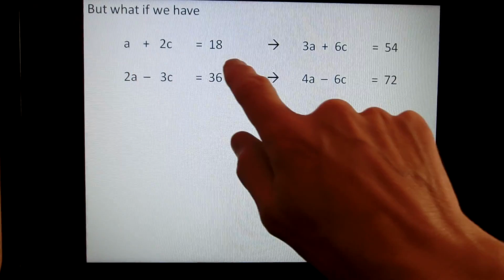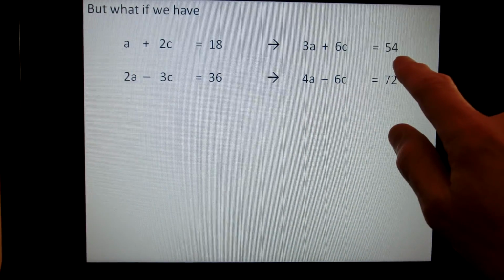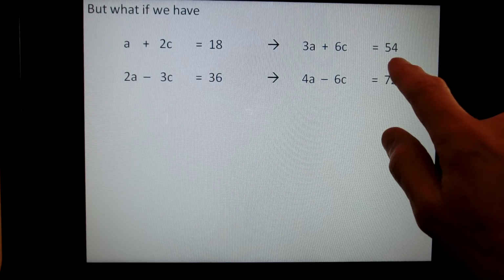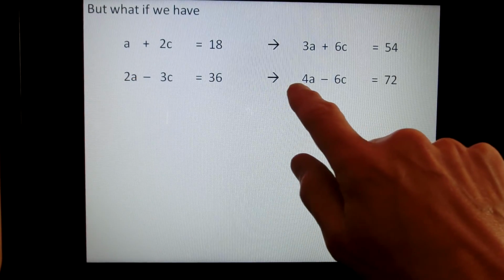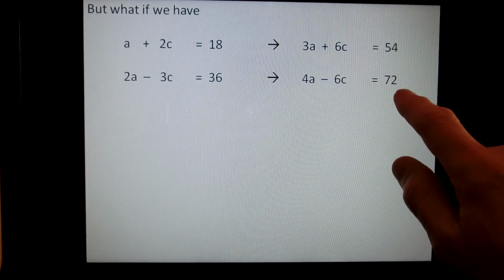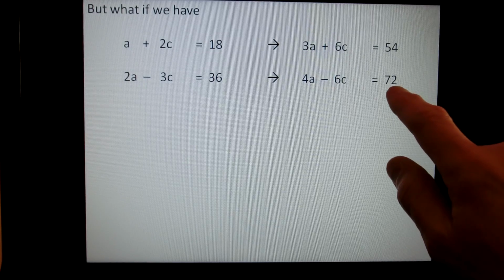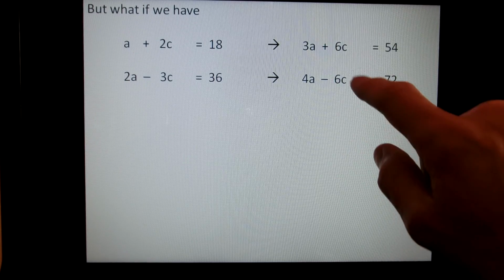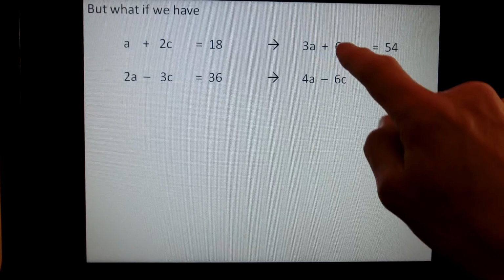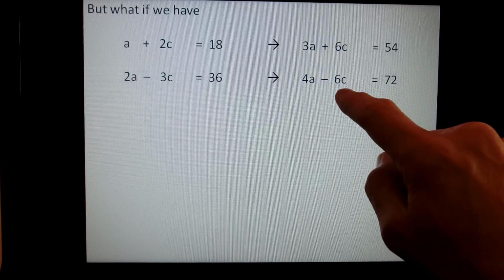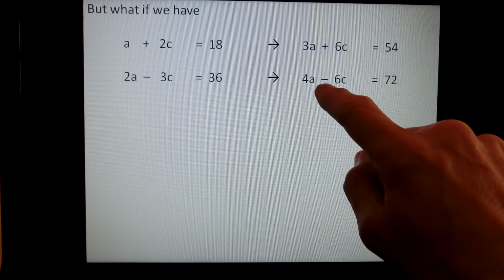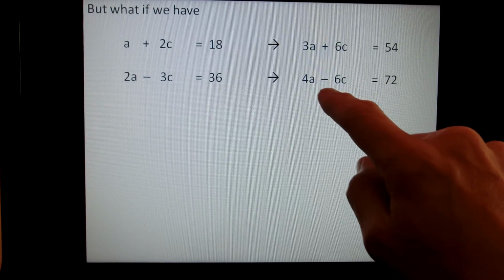So this relationship has been rewritten as this, and it's still the same relationship, although it looks different. This relationship has been rewritten as this one, and it's still the same relationship, even though it looks different. But the reason why I did this was to make the number of C's alike, because I want to make the plus and the minus, the add and the subtract signs, work for me.